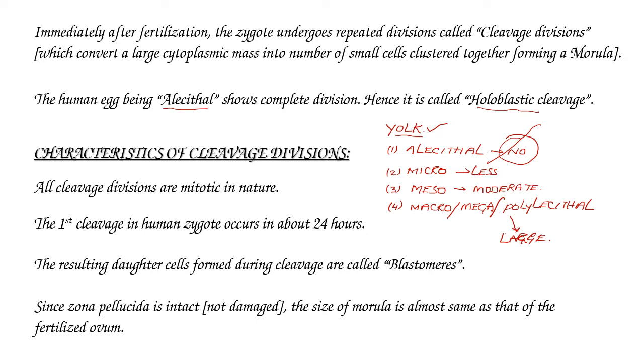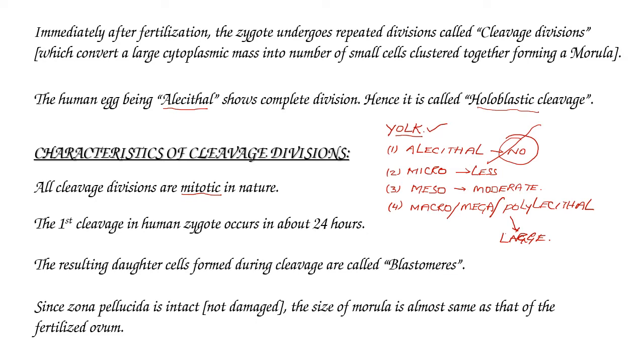Now let's see the characteristics of cleavage divisions. All cleavage divisions are mitotic in nature, so all are equational divisions. That means each division and the newly formed offspring cells maintain the same number of chromosomes. The first cleavage in the human zygote occurs about 24 hours after fertilization. The resulting daughter cells formed during cleavage are called blastomeres.